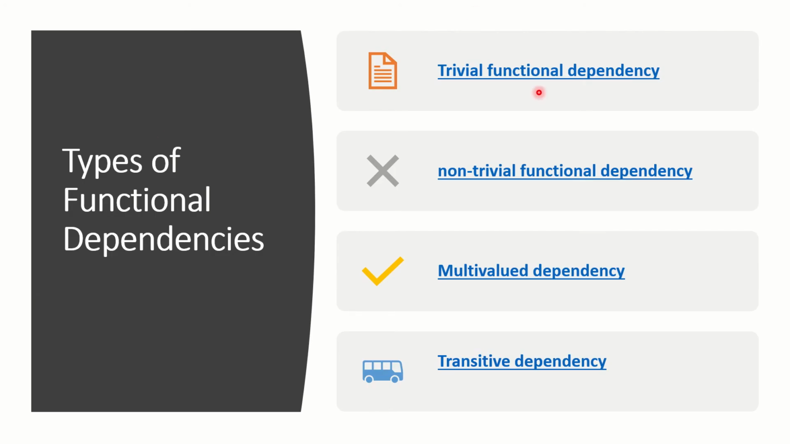The functional dependency can be divided into four major categories. The first one is called trivial functional dependency. The second one is called non-trivial functional dependency. The third one is multi-value dependency, and the last one is the transitive dependency. So we are dividing the functional dependencies into four major categories.